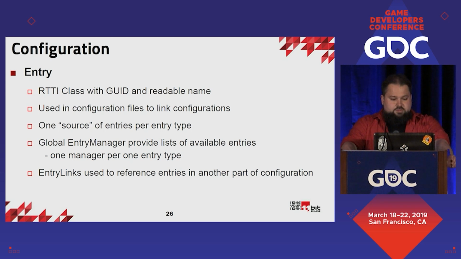The idea is that a configuration file, for example, a building list, provides entries. Then the global entry manager reads these entries, and once more, from other parts of the configuration, we are able to point at those entries inside the entry manager via entry links.